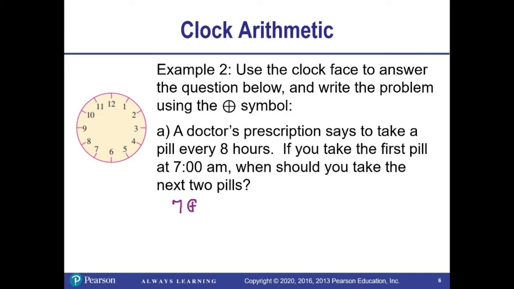I would write this as 7 ⊕. The plus with the circle around it means we're working with clock arithmetic. So 7 ⊕ 8 equals what? So I start at 7, and I'm going to count around 8 hours on the face of my clock. 1, 2, 3, 4, 5, 6, 7, 8. So that means I'm going to take my pill at 3. Now I started at a.m., I crossed noon, and so this would be 3 p.m. Now the problem asks, when do I take the next 2 pills? So the next pill is at 3. 3 ⊕ 8, that would be 11 p.m.